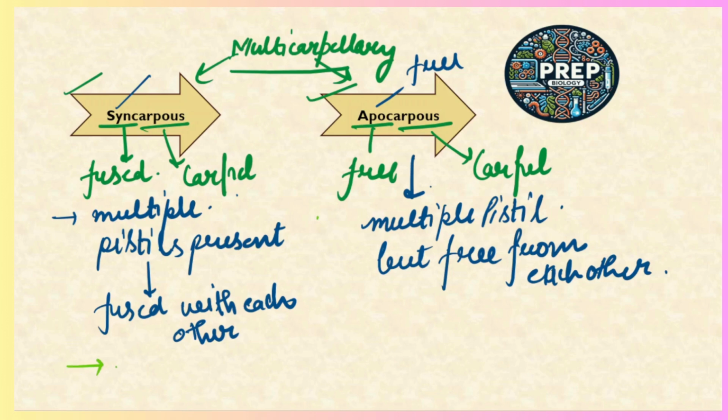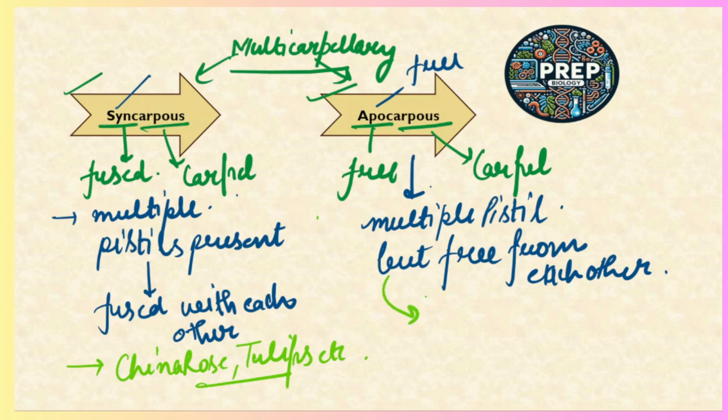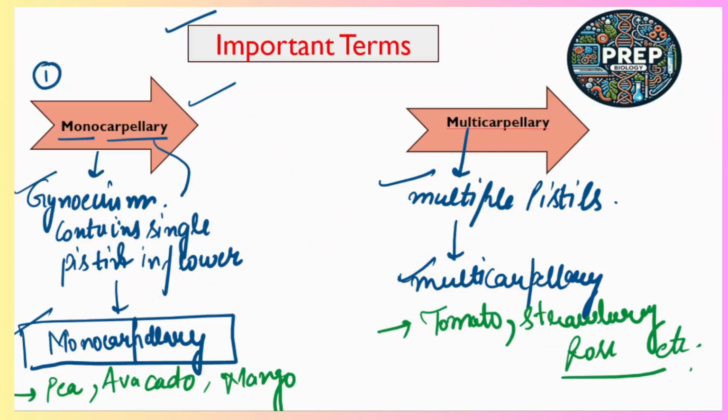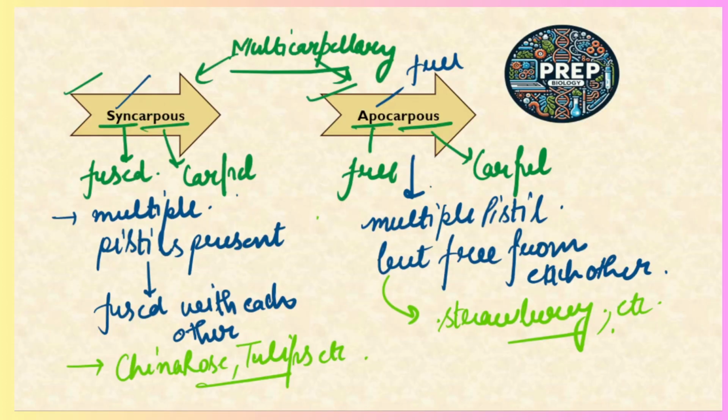Okay. So we have multiple examples in apocarpous and syncarpous. First one is syncarpous. We have China rose, that is hibiscus, tulip flowers, etc. That is syncarpous. And the examples of apocarpous are strawberry, etc. So make sure these terms, monocarpillary, multicarpillary, syncarpous, apocarpous, are clear to you all.